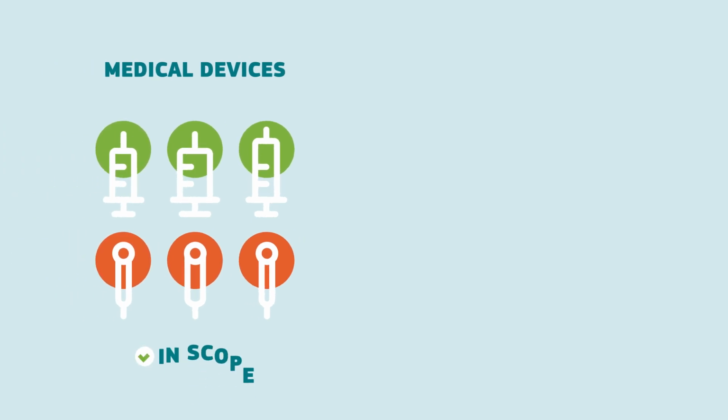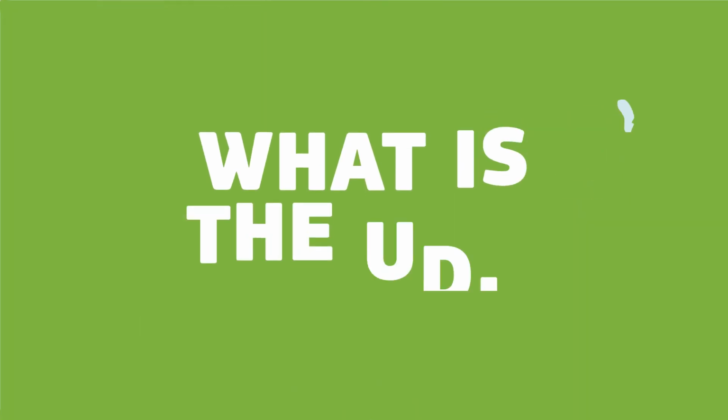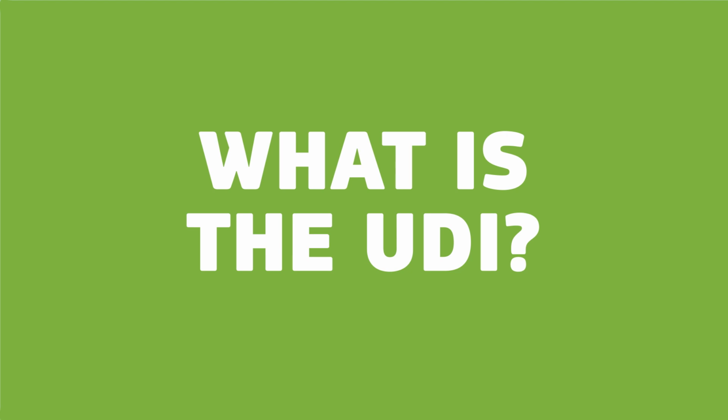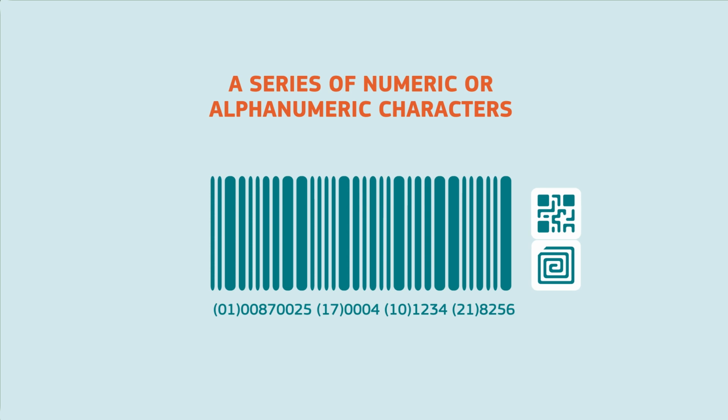This new UDI system applies to all medical devices except for custom-made devices and investigational and performance study devices. But what exactly is the Unique Device Identifier? The UDI is a series of numeric or alphanumeric characters created using a globally accepted device identification and coding standard. It makes it possible to identify a specific medical device on the market clearly and unambiguously.